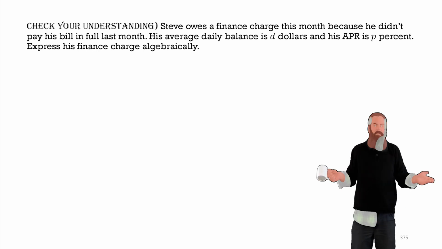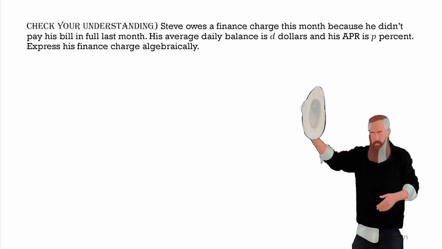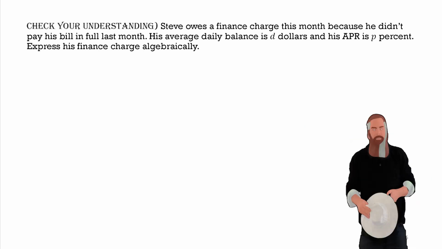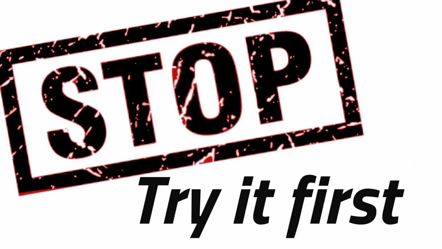Now, let's check our understanding. Steve owes a finance charge this month because he didn't pay his bill in full last month. His average daily balance was D dollars, and his APR is P%. Express the finance charge algebraically.